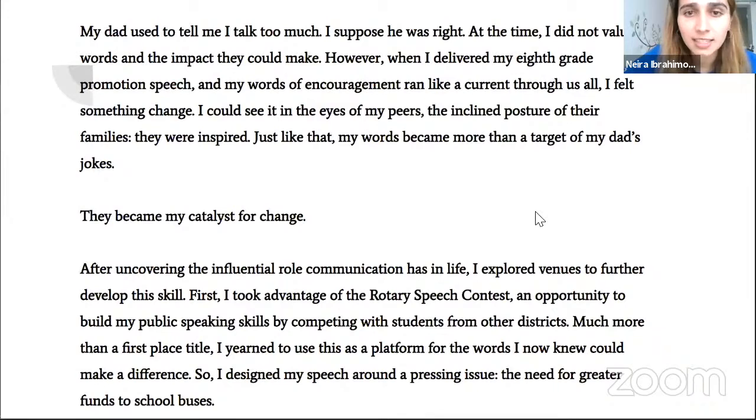I could see it in the eyes of my peers, the inclined posture of their families. They were inspired. Just like that, my words became more than a target of my dad's jokes. They became my catalyst for change. After uncovering the influential role communication has in life, I explored venues to further develop this skill.